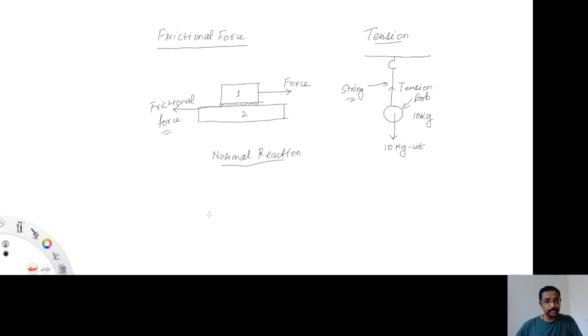Now what happens in normal reaction? Again, let us say there is a table and there is an object kept here. Now if there is a weight of this object here, what will happen? The lower surface will try to balance the object so that it should not break through. So it will apply a force which will be equal to the applied force here. This is called the normal reaction force. It can be denoted by N, it can be denoted by R. Again, this is a contact force. So the contact forces can be of various types.